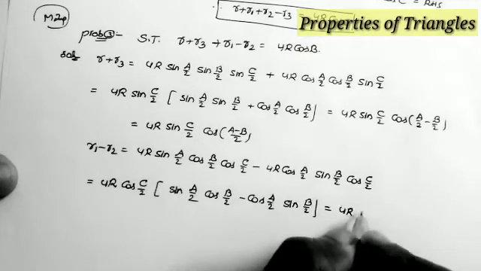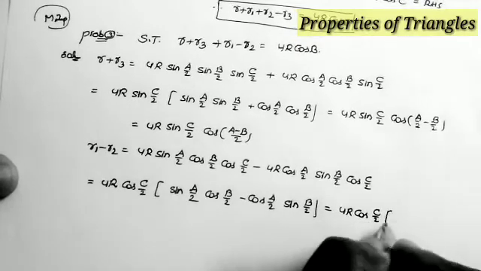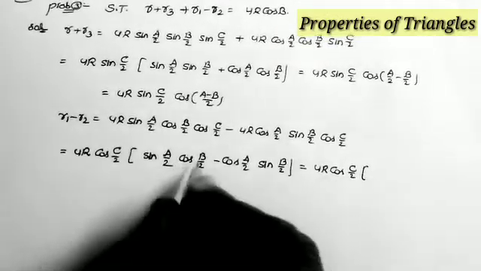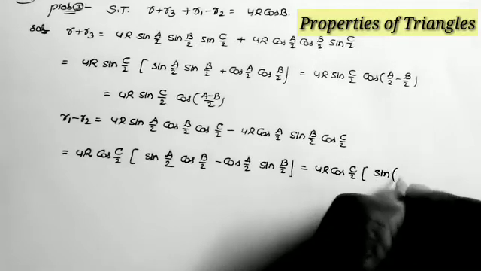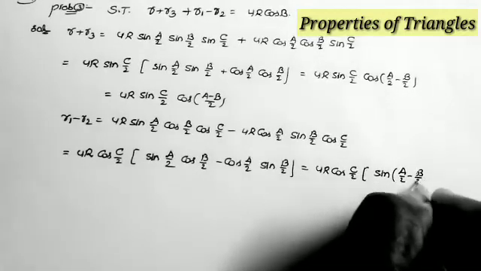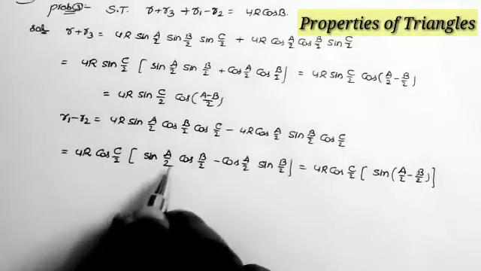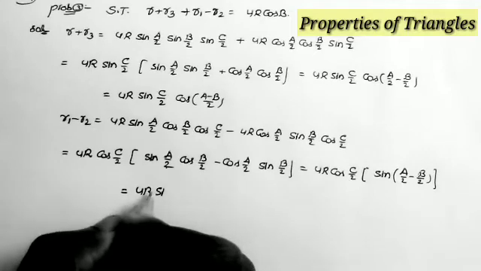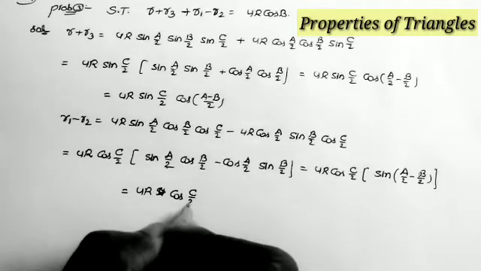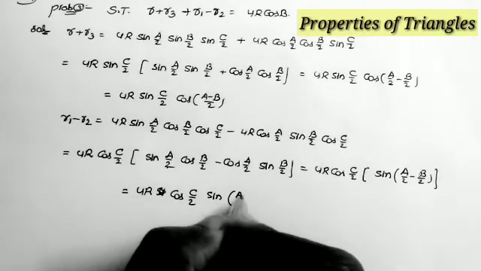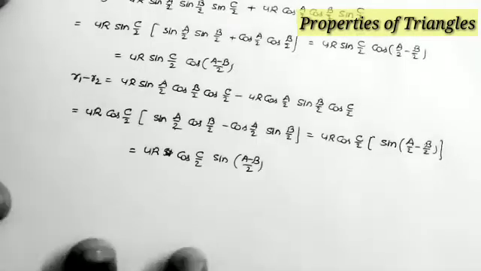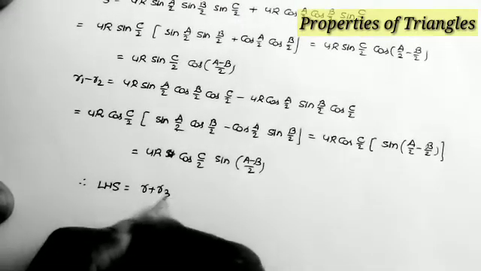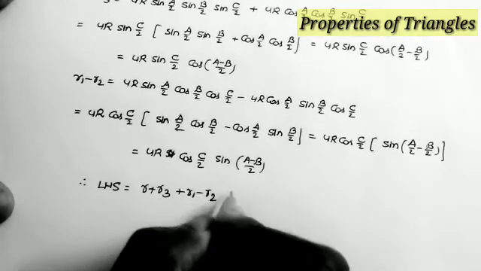Now this is equal to 4R cos C by 2 into, what is the formula for this one? Sin A cos B minus cos A sin B is equal to sin of A minus B. That is A by 2 minus B by 2. A is equal to A by 2, B is equal to B by 2. So this is equal to 4R cos C by 2 into sin of, doing the LCM, A minus B by 2. Therefore, writing the LHS and replacing the values, LHS is equal to R plus R3 plus R1 minus R2.